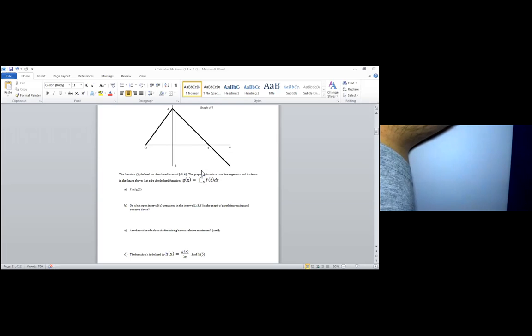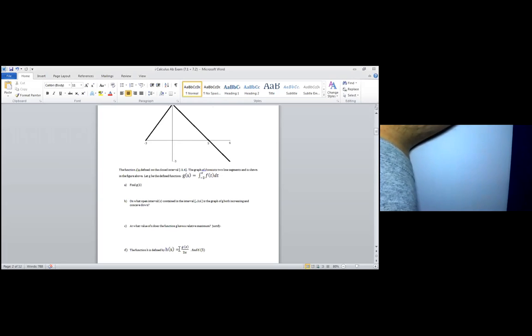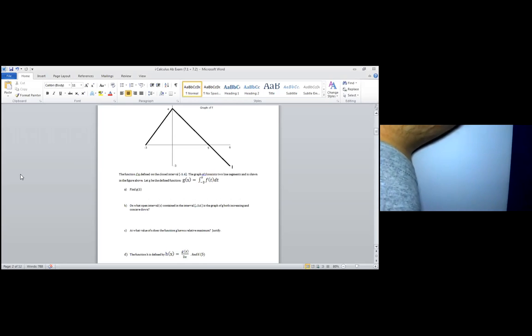Off you go. All right, part B. On what open interval contained in, yeah, part B, easy. Part C, easy. Part D, you have some quotient rule stuff. You should be able to figure all this out. All right, you've got 10 minutes.